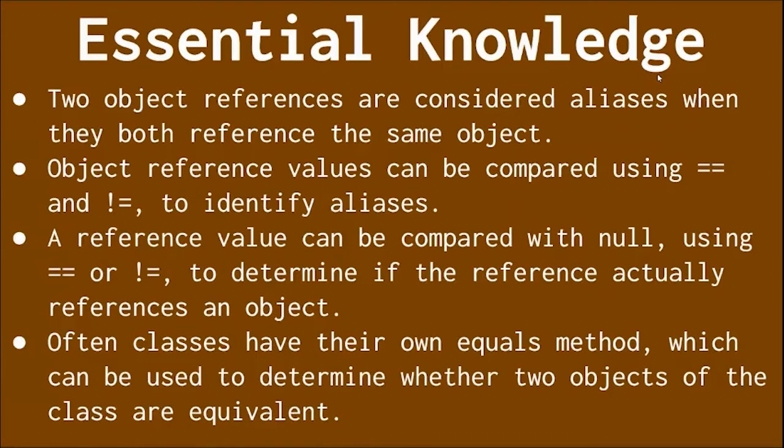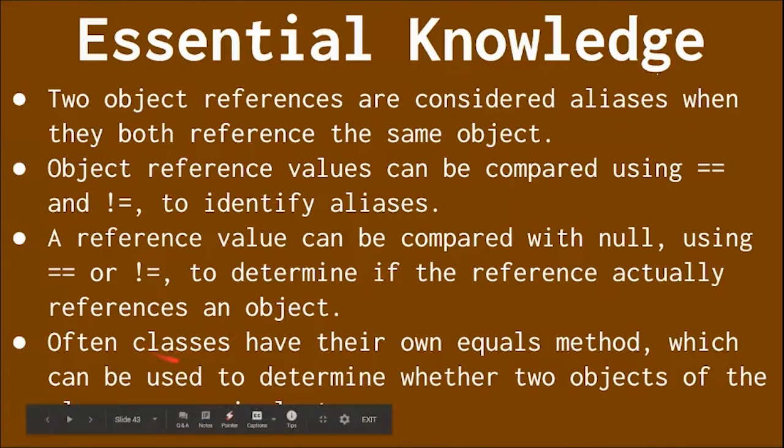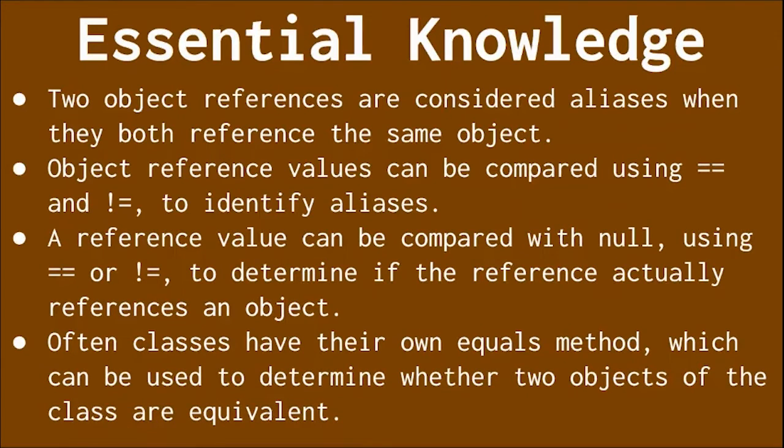Object reference values can be compared using equals or not equals to identify aliases, okay? But to actually figure out if the values themselves are equal, if you notice the last one, it says here, often classes have their own equals methods, which can be used to determine whether two objects of the same class are equivalent. So the double equal sign or the not equal sign could help with aliases, but it doesn't necessarily help with the value. So it is important to understand that.